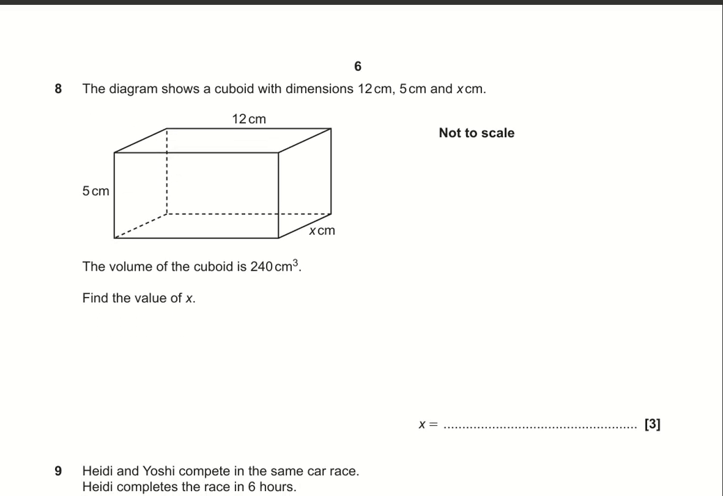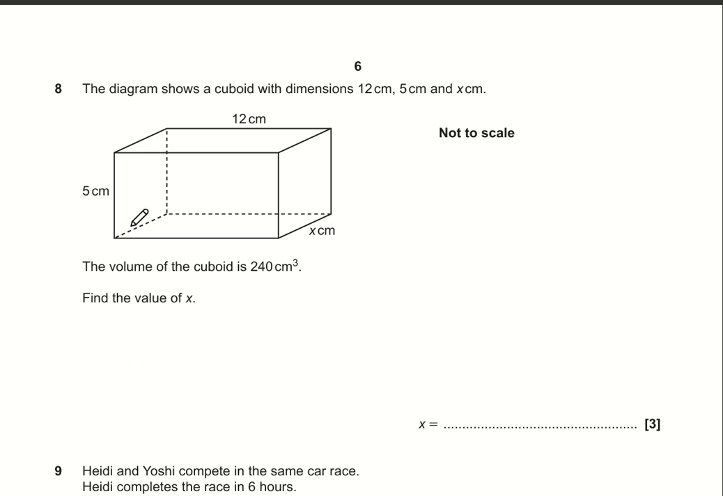Okay. Let's do this one. Question number 8. The diagram shows a cuboid with the dimensions 12 centimeters, 5 centimeters, and x centimeters. The volume of the cuboid is 240 centimeters cubed. So find the value of x.